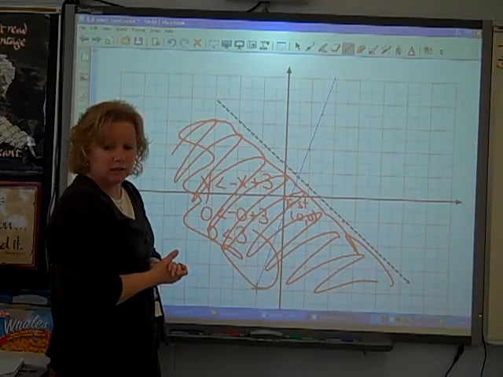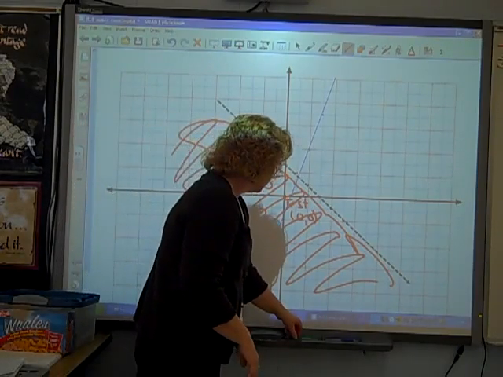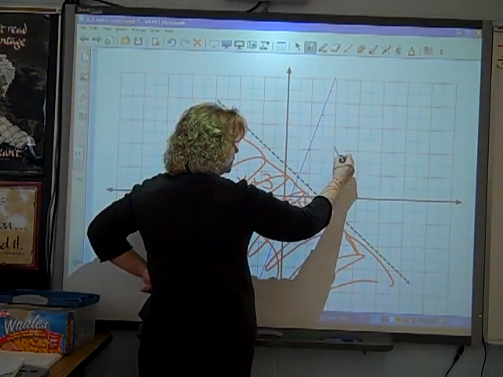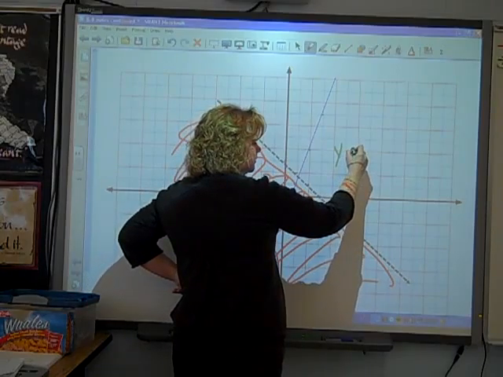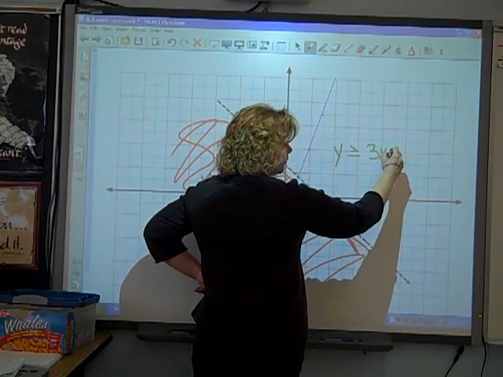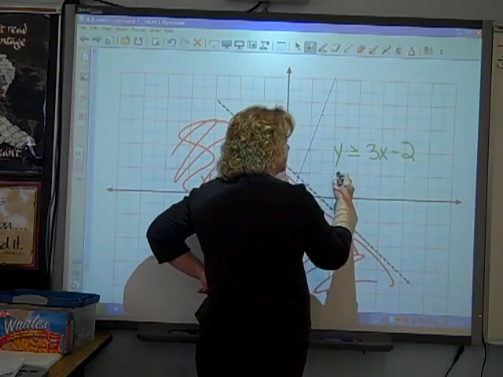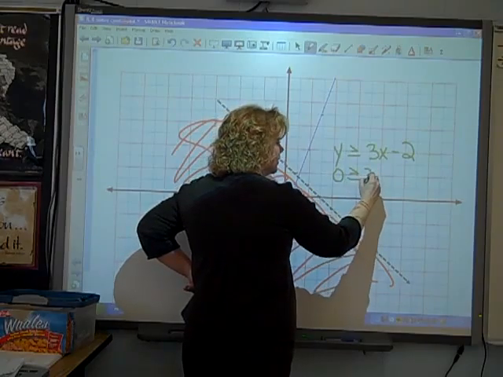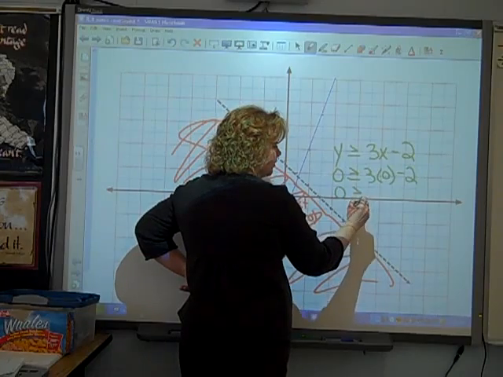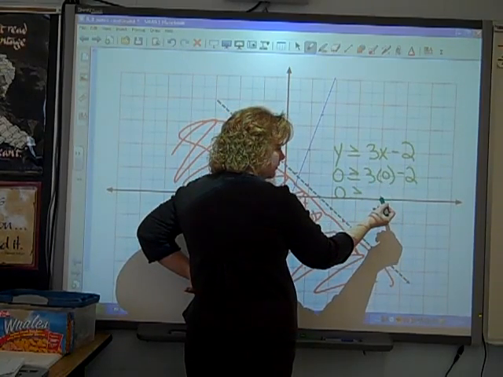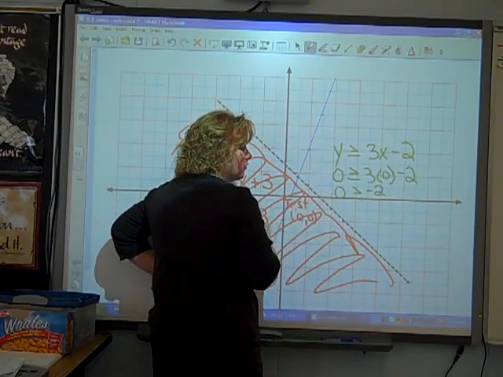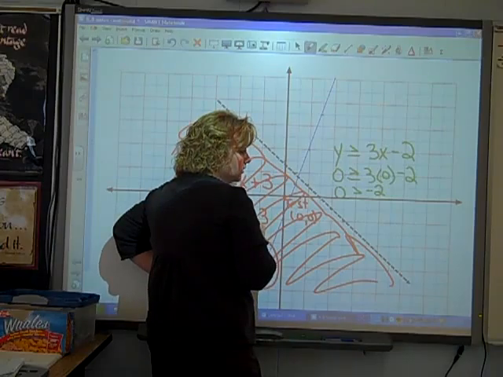What point am I testing? 0, 0. So again, tell me what my inequality was. Y is greater than or equal to 3x minus 2. Okay, so I'm putting in my 0 for y. I'm putting in my 0 for x. So I end up with 0 is greater than or equal to 3 times 0, which is 0, then 0 minus 2 is negative 2. Is 0 greater than or equal to negative 2?